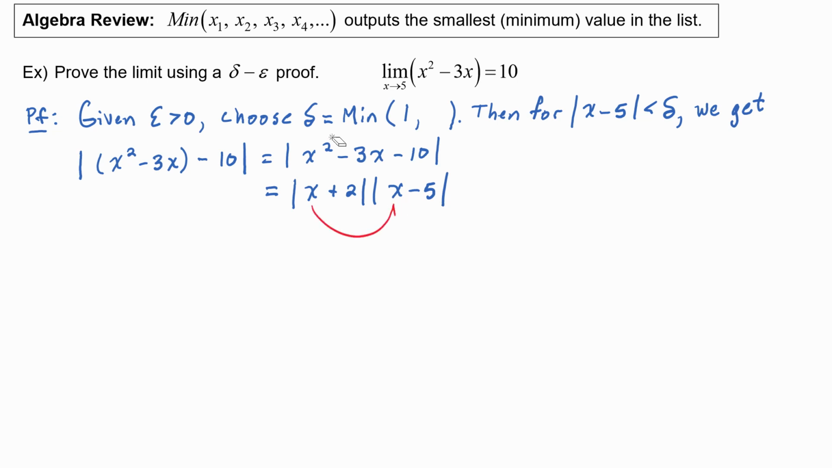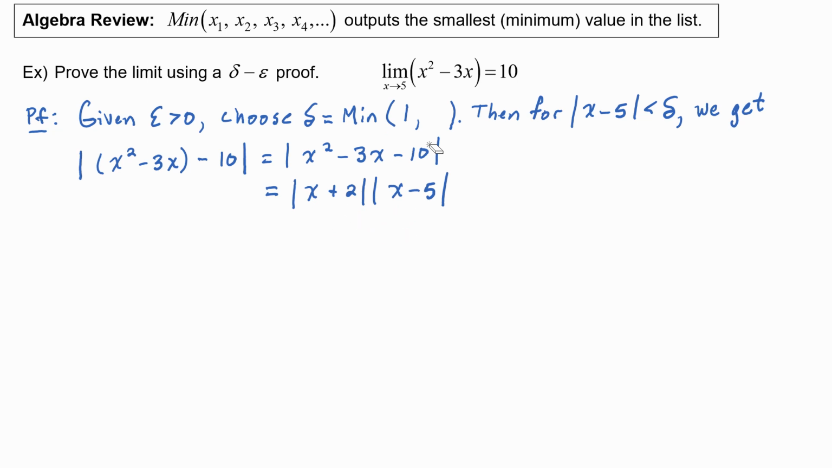X times x gives us the x squared. We get 2x from the inside terms and minus 5x from the outside terms, which would combine to be negative 3x, and then last times last, we get negative 10.